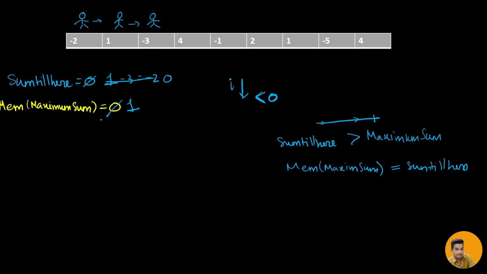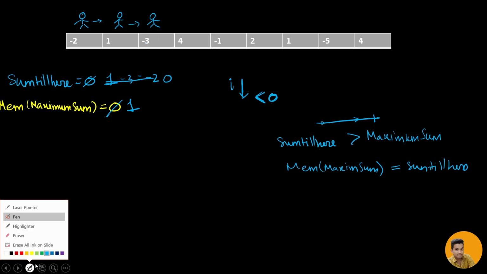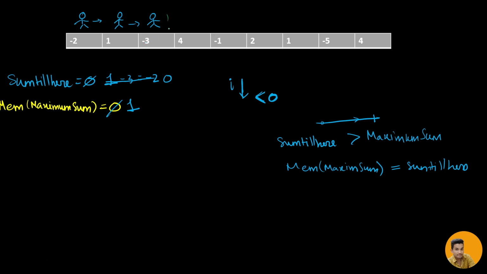So at this point, what we conclude is that the subarray is only this. A subarray can also be of just one element. So this is our only number, and if you include any other, it is going to pull down our sum. So the maximum sum till here is 1. Okay, so we will move forward.